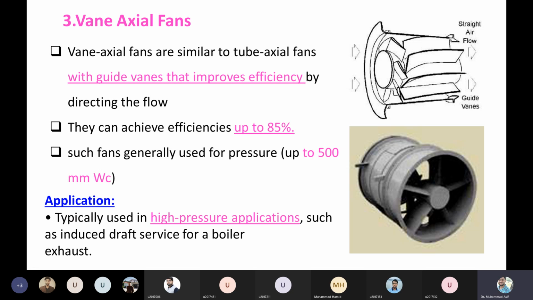Again, they are typically used for high pressure application. Now, this comparison is between the three types of the axial fan. You cannot compare the pressure created by a centrifugal fan with that of an axial fan. Axial fans are for low pressure application, whereas centrifugal fans are for high pressure application. This comparison is between the three categories of the axial fan.